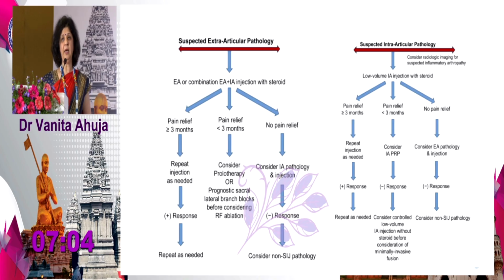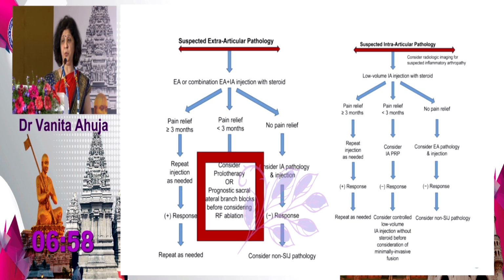So how do we look at the SI joint? It can be an extra-articular pathology, or it can be an intra-articular pathology. What is very important to notice is that when you have an extra-articular pathology, and you have given a combination of the diagnostic block, and the pain relief is good, then you can very well repeat it. If it is less than that, then you have to target the lateral branch blocks in the SI joint.